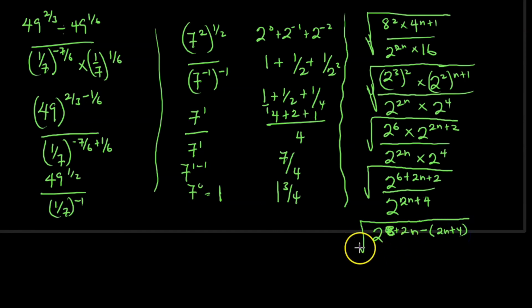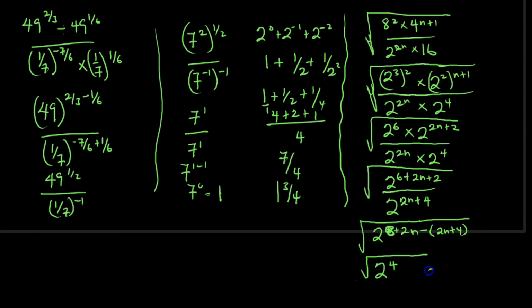Then that will be given as square root of 2 to the power. Now 8 minus 4 will give us 4. 2n minus 2n will give us 0.